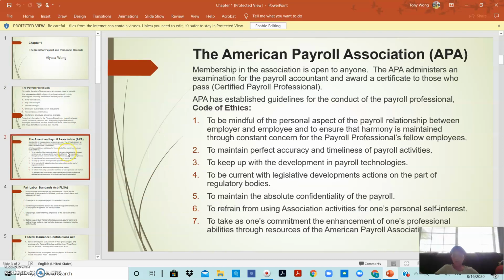The American Payroll Association is free for anyone to join. They have a list of the code of ethics. You're supposed to keep up with the development of payroll technology, and you're supposed to maintain absolute confidentiality of the payroll.